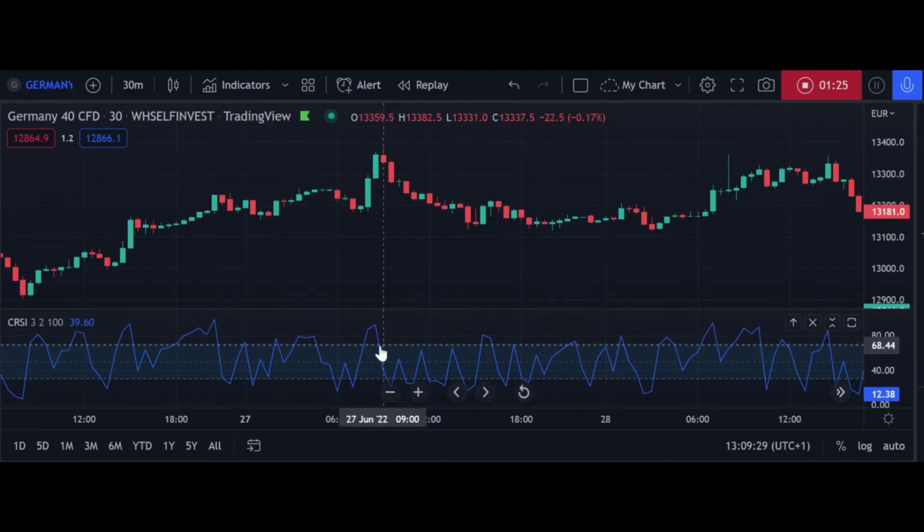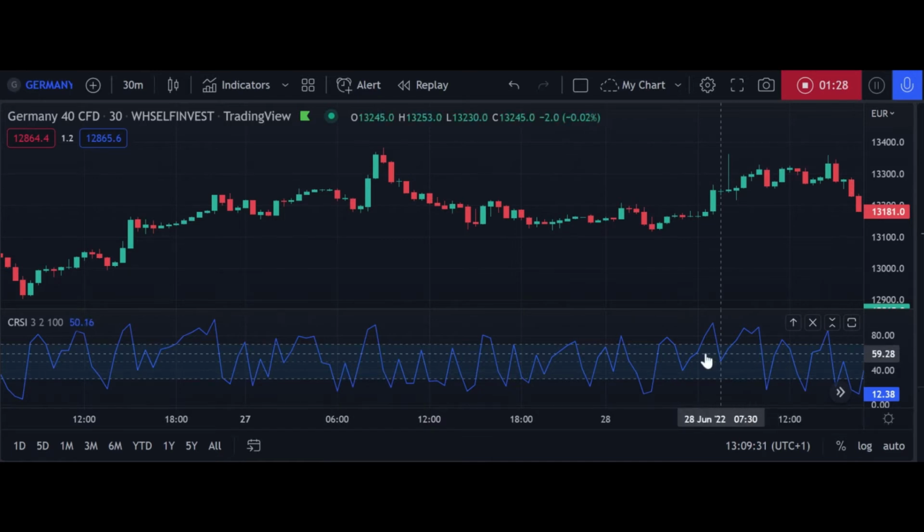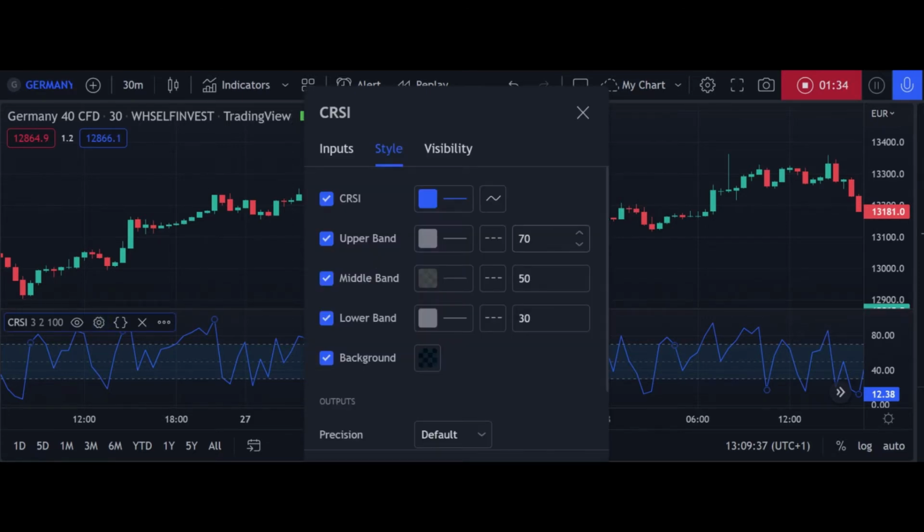Whilst 30 and 70 are the most common settings, you can also use higher settings of 20 or 80. We prefer 20 and 80 as these higher settings give more confirmed signals.